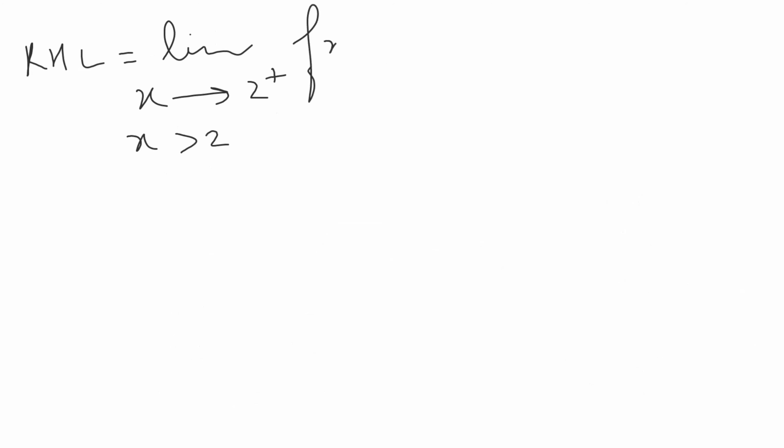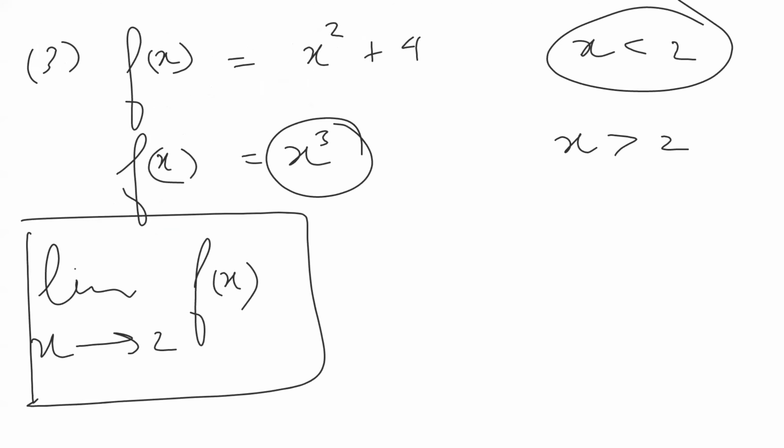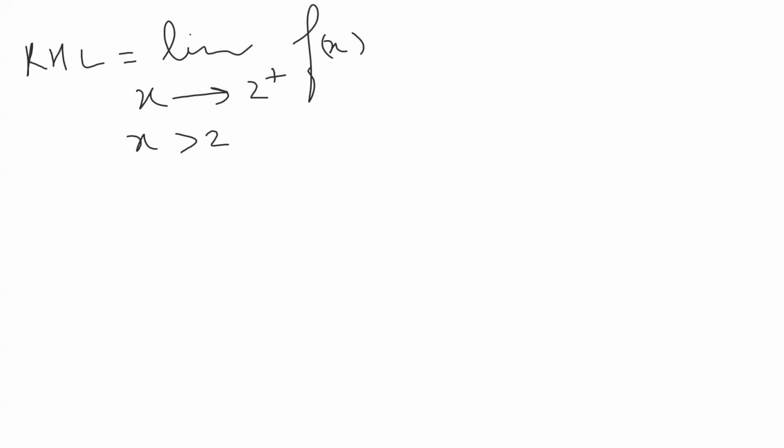Okay. RHL, limit x approaching 2 plus. 2 plus is RHL. The value of x approaches 2 from the right hand side. So right hand side values of x are certainly more than 2. So this is limit x approaching towards 2 of f of x. When I say x greater than 2, it is x cube, right? So f of x, I'll just write it as x cube.